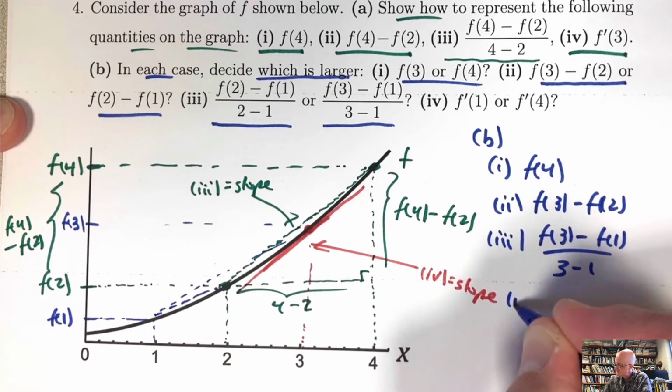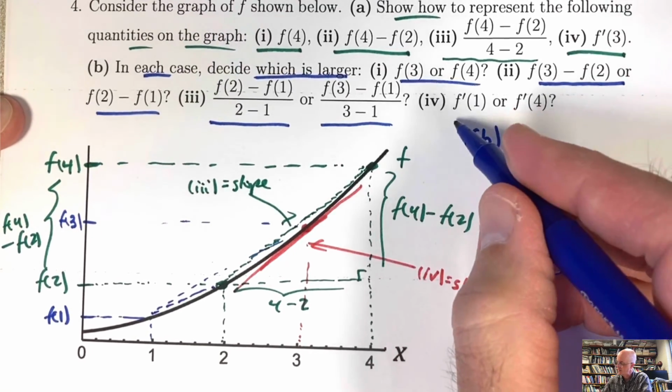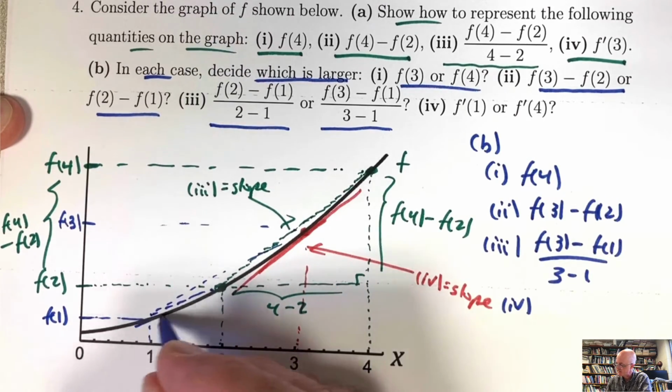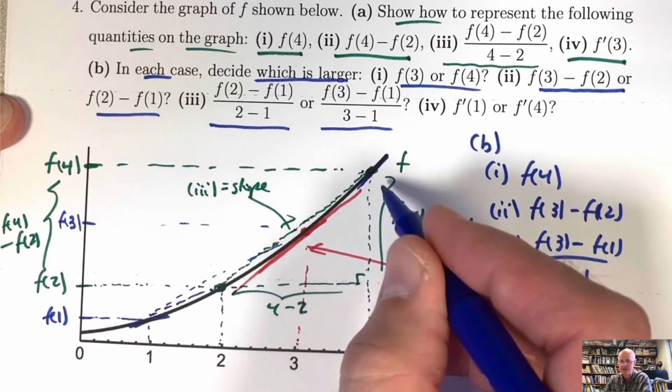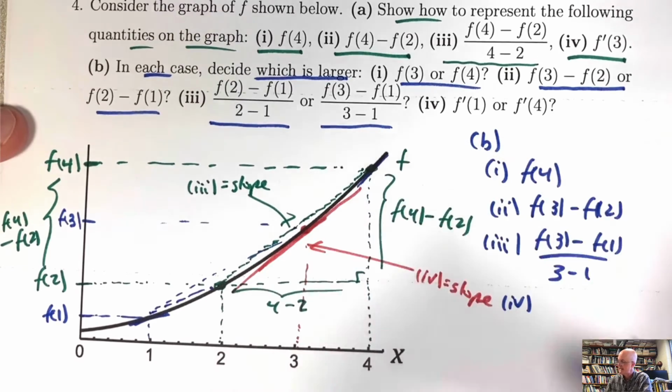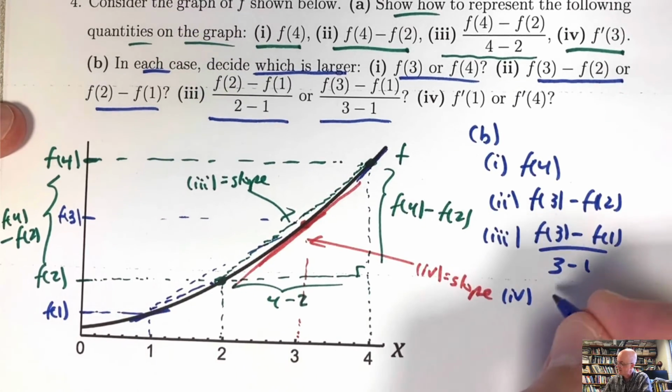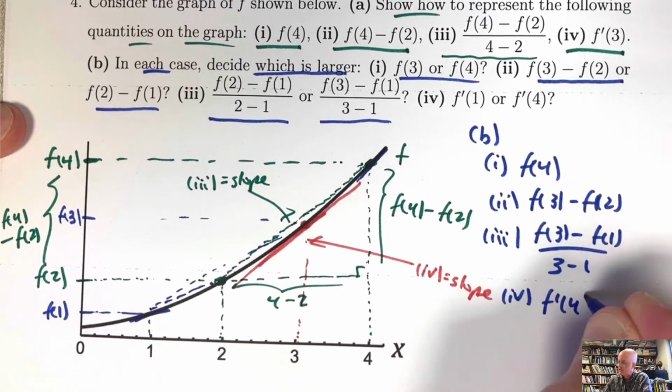Last part, which is bigger, f prime of 1 or f prime of 4. F prime of 1 is the slope of this tangent line. F prime of 4 is the slope of a tangent line about like this. You can definitely see that one's got a bigger slope. The graph, again, is concave up, so f prime of 4 is the bigger one.